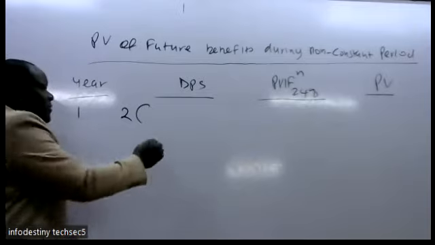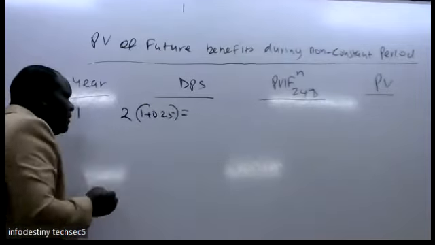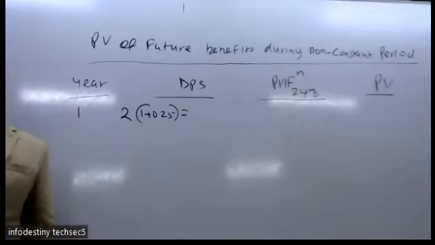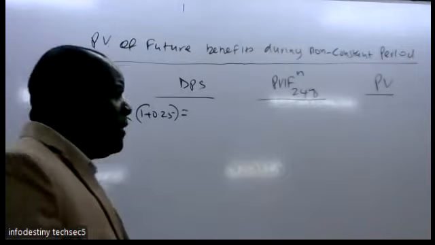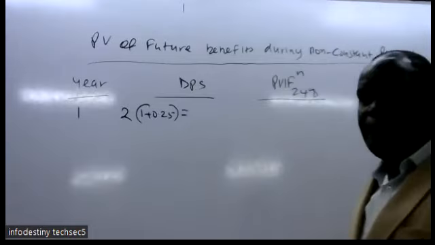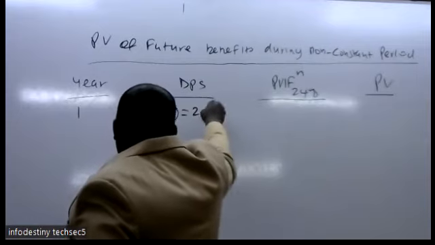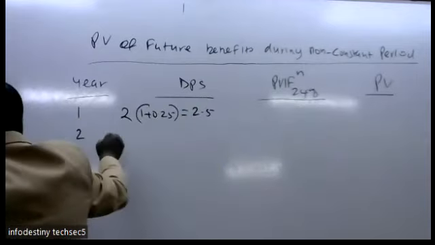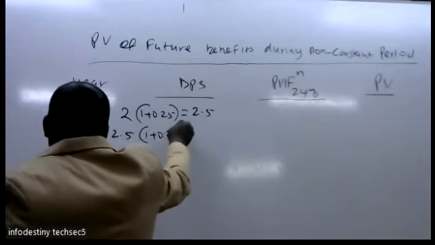When you increase it by 25%, it is the same as 1 plus 0.25. So that we get the dividend per share for year 1. When you increase the 2 shillings by 25%, we multiply by 1.25, so that we get the value for year 1. So how much is it for year 1? It's 2.5. Also year 2, you take 2.5, you also increase it by 25%.